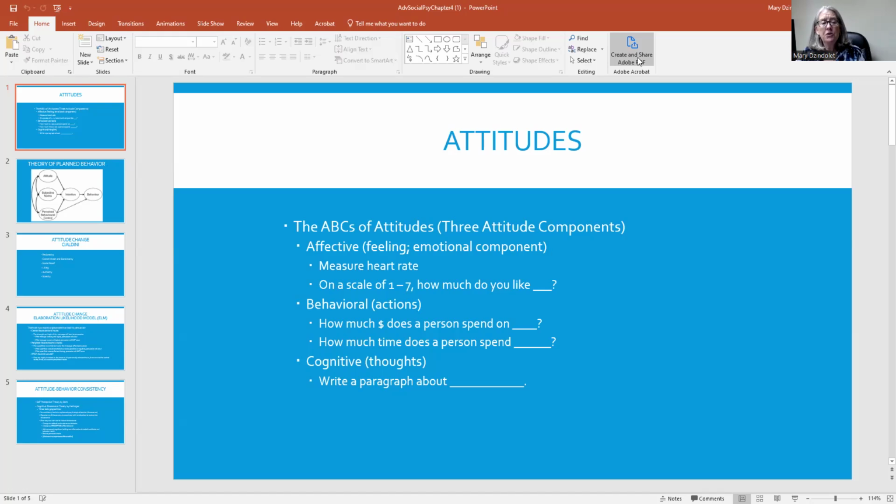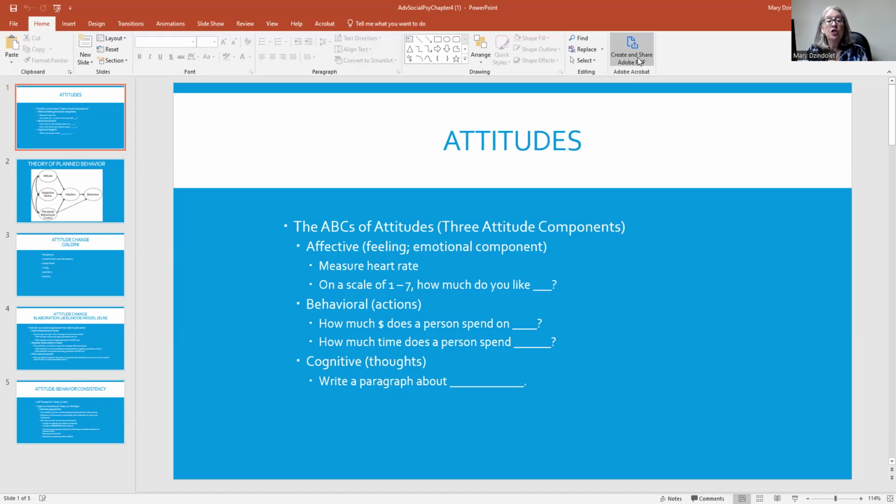Oftentimes when we're measuring someone's feelings, the affective component of an attitude, we'll use a scale. So on a scale of 1 to 7, how positively do you feel toward ice cream? 1, no positive feelings at all. 7, very positive feelings, as much positive as possible, or something like that.